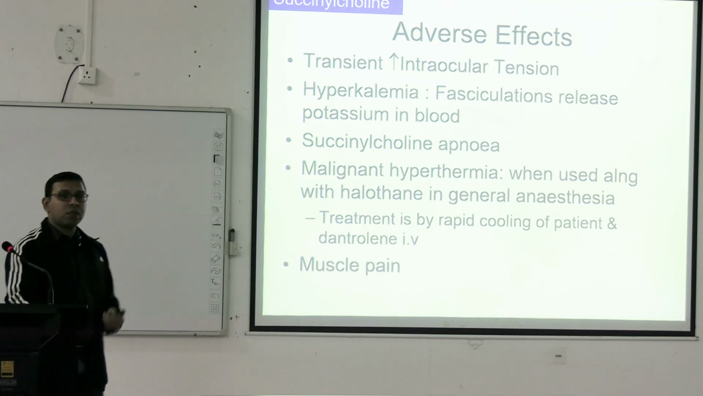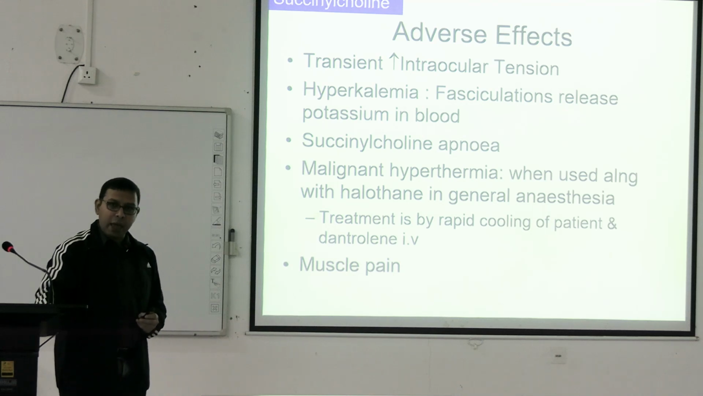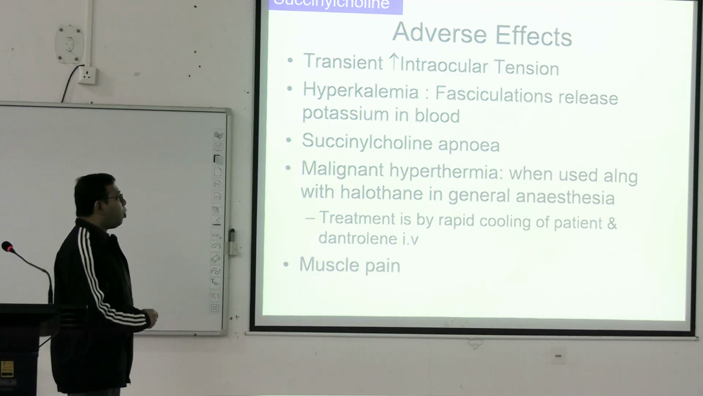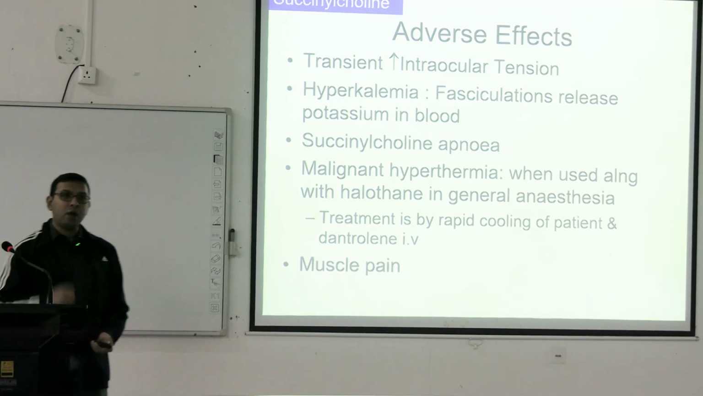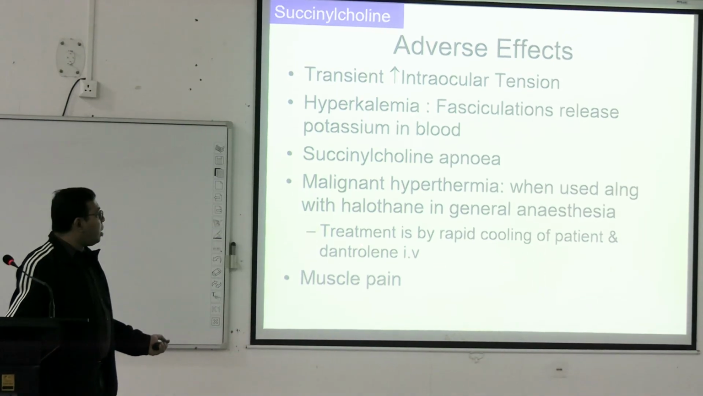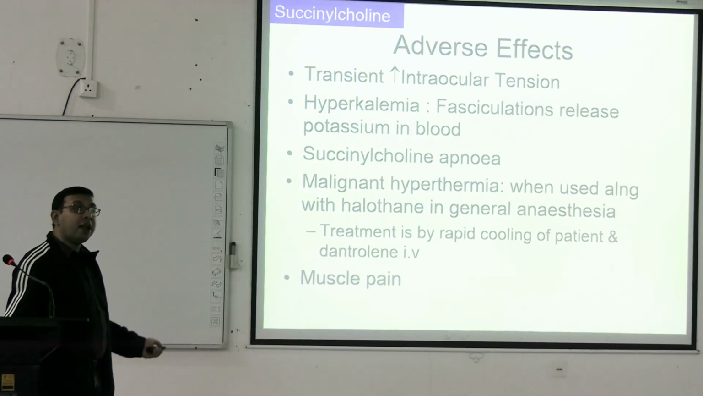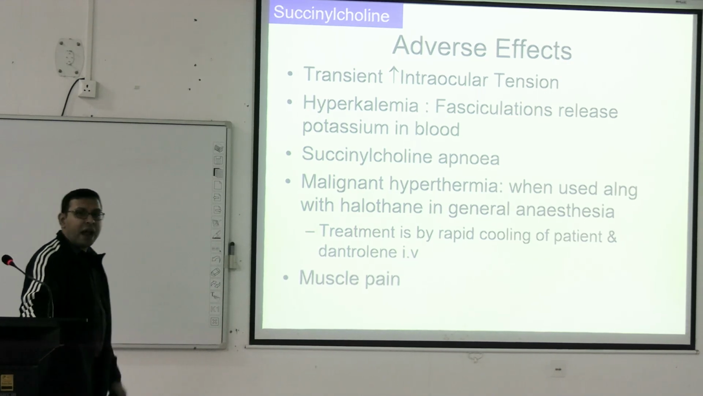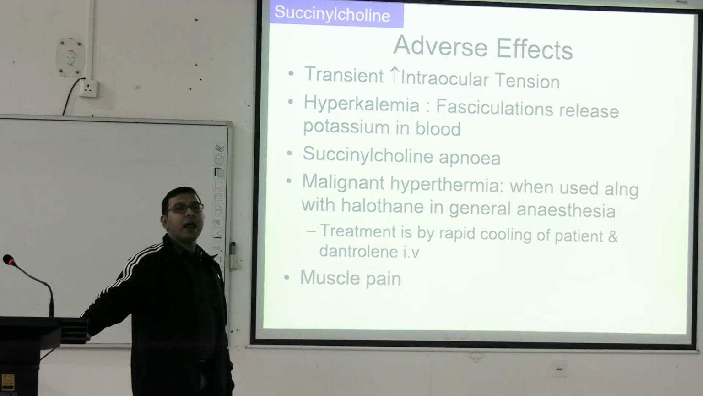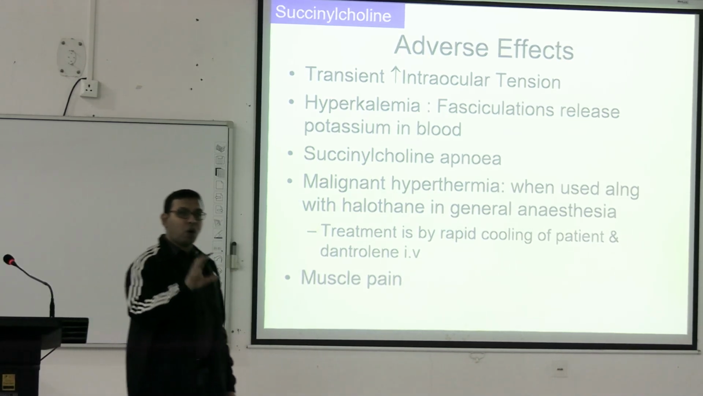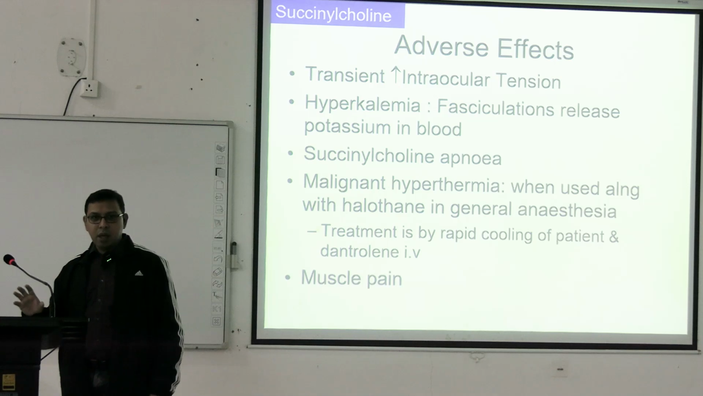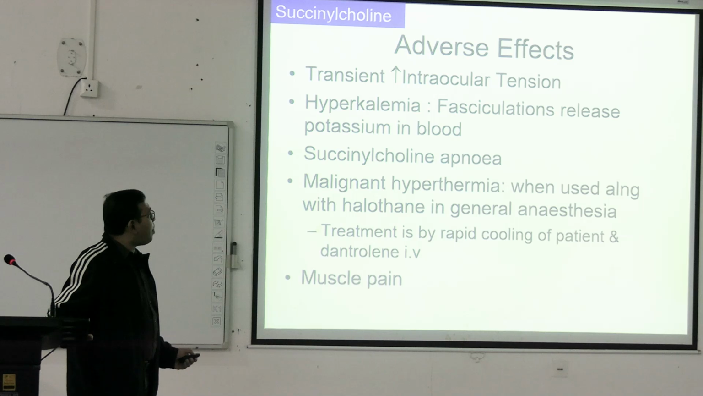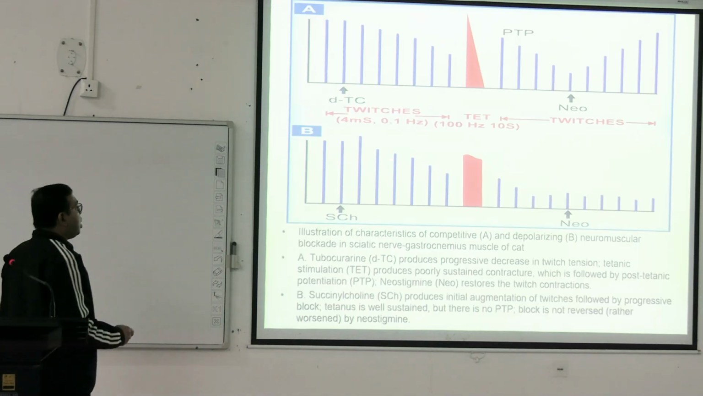Succinylcholine apnea can happen, so there may be a sudden stoppage of respiration. Malignant hyperthermia: the temperature may be very much increased when it is used with halothane in general anesthesia, because halothane also causes malignant hyperthermia. Usually the treatment is rapid cooling of the patient and dantrolene. I have mentioned dantrolene IV before. Dantrolene is now the drug of choice for malignant hyperthermia. Malignant hyperthermia is a condition that usually happens with some drugs. For example, with succinylcholine, we have to use dantrolene, and some muscle pain can also happen. So you can see this is the fading.